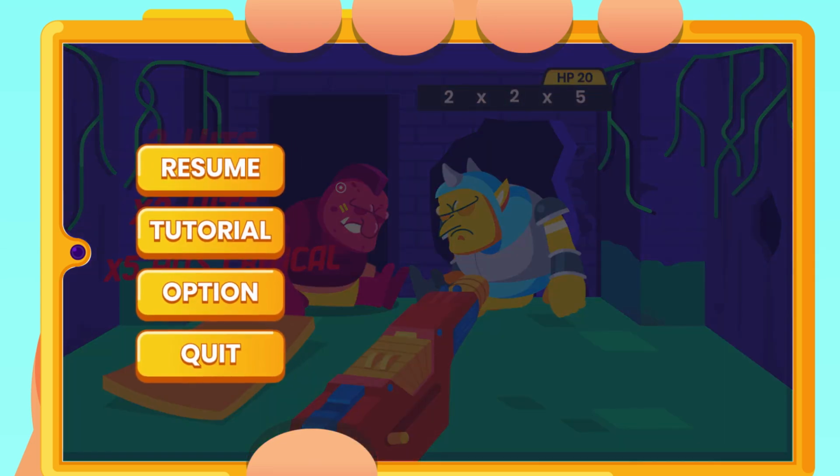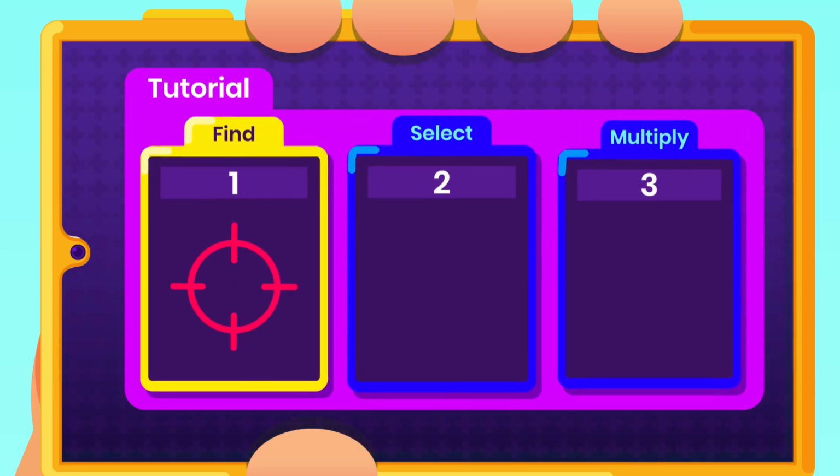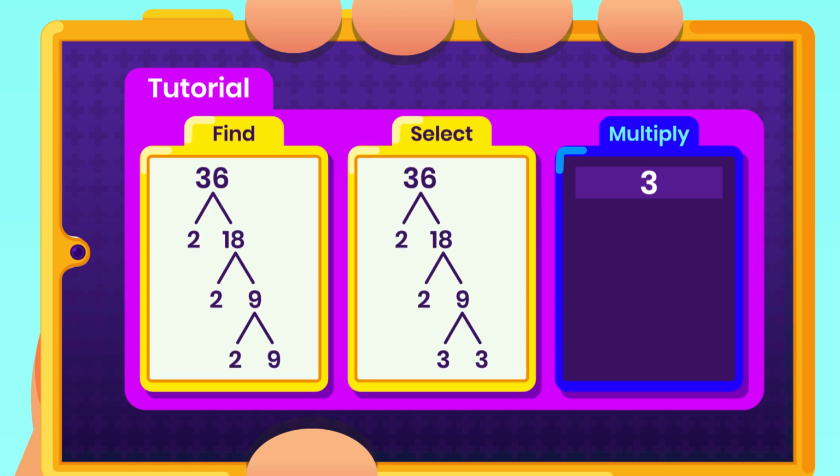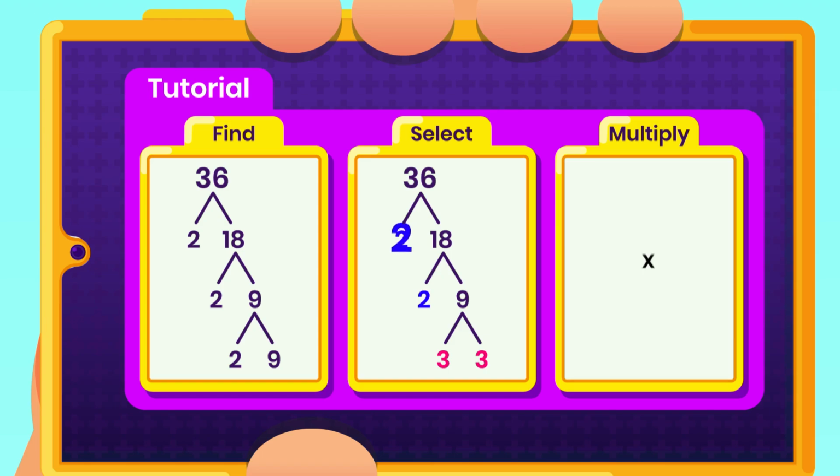To determine the square root of a natural number by prime factorization, follow these 3 steps. Number 1. Find the prime factorization of the number. Number 2. Take one number from each pair of prime factors. Number 3. Multiply the chosen factors to get the square root of the number.